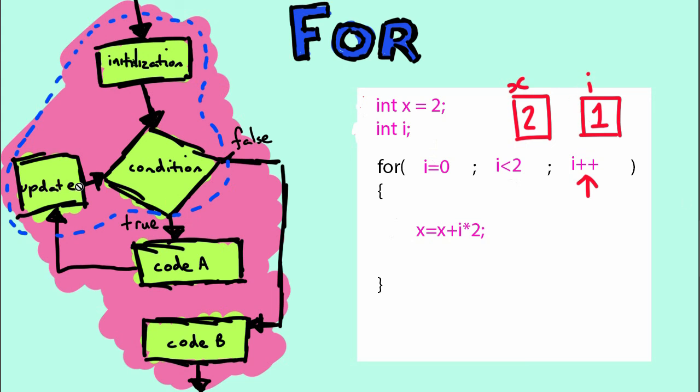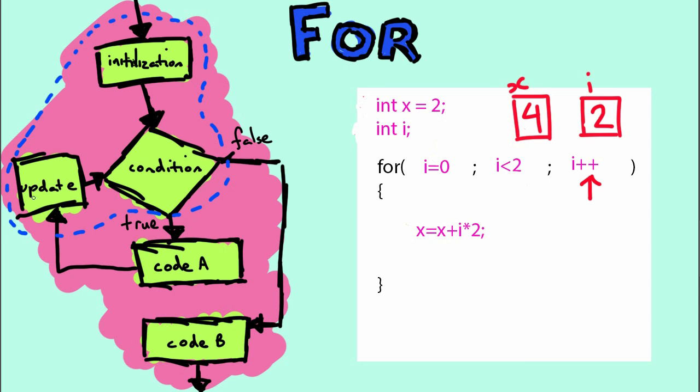We then follow our flow diagram, and from the update, we go back to our condition. And we check, is i less than 2? Yes, it is. It's true. So we need to go back to our code within our braces. And here we've got x becomes x plus i times 2. Now 1 times 2 is 2. 2 plus 2, remember x was 2 beforehand, gives us 4. And so we store 4 in our x variable. We then need to go back to our update, and we increment i by 1, giving us 2.